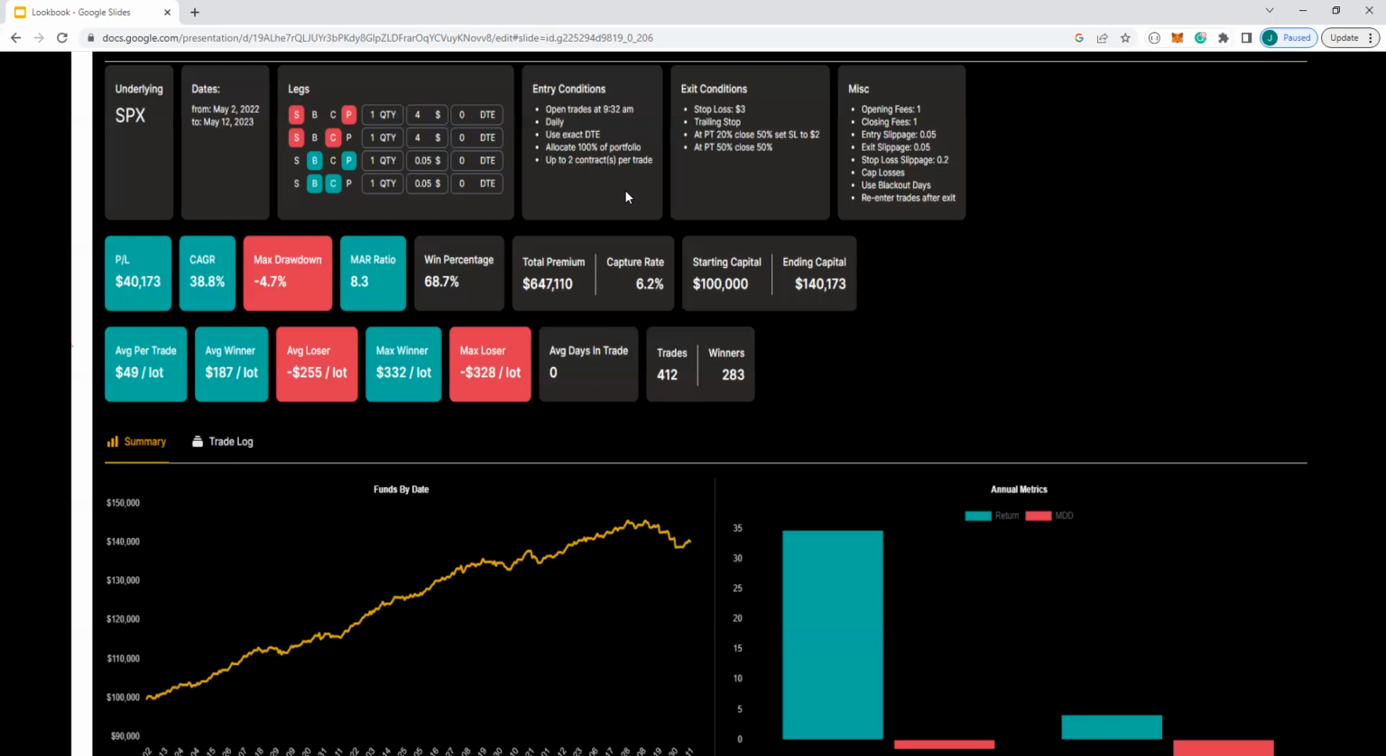My exit conditions are a fixed $3 trailing stop. So there's a fixed entry and a fixed trailing stop. Once I get a 20% profit target, I close out half of the position, so I'll have one position left on, but I also tighten that stop loss to $2 fixed. And then you can see here, I'm not trading blackout dates, like FOMC meetings and things like that. And then I also re-enter after exit. So when I lose the trade, I will re-enter it.